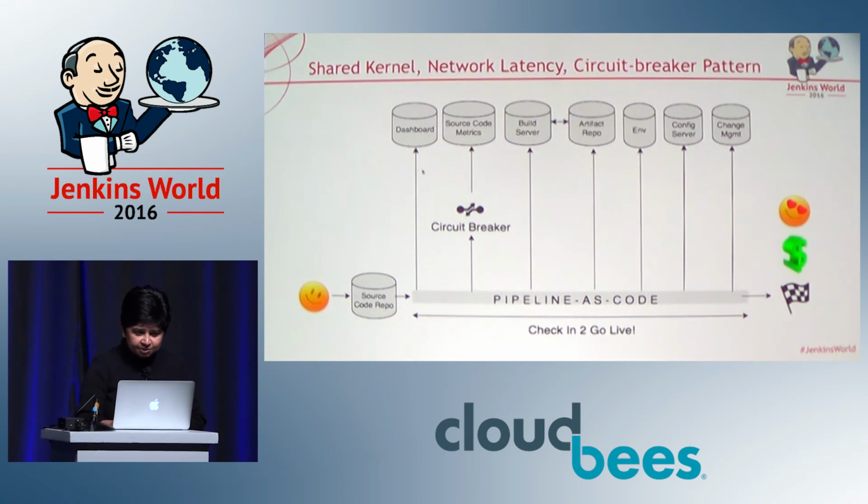So dashboards, source code metrics, build servers, artifact repositories, the environment, mobile devices, sometimes Cloud Foundry, sometimes AWS. You have the configuration server, you have the change management server, and the pipeline keeps going back and forth, back and forth, back and forth. And all we are trying to do, by the way, is go from left to right. We keep going up and down, up and down, up and down. So what is it that we need to do better?